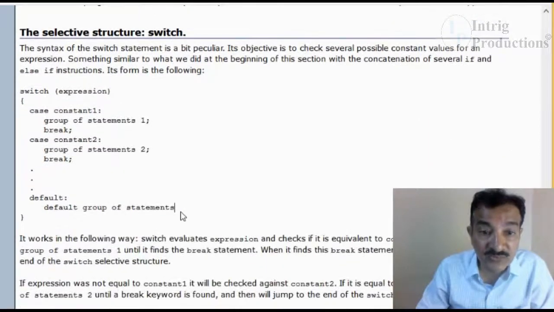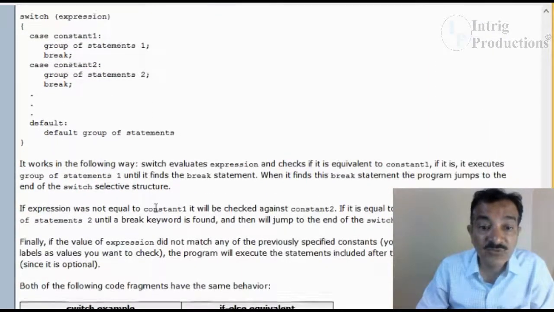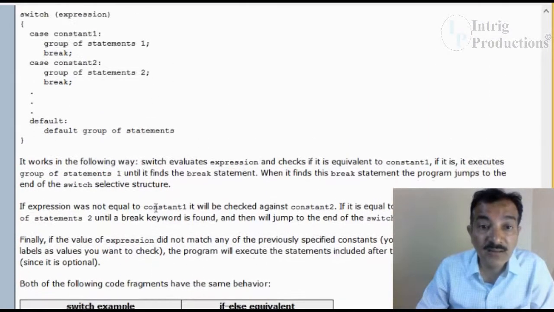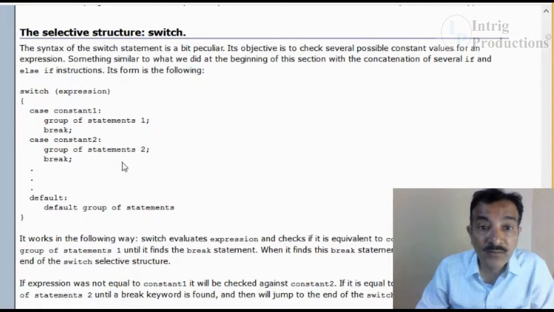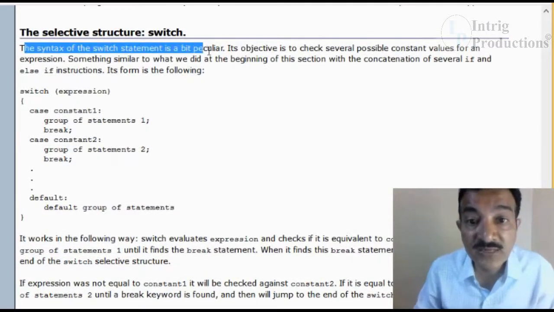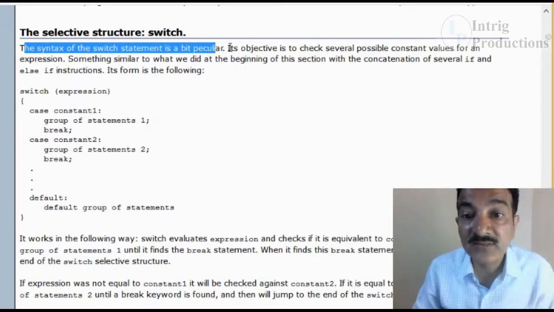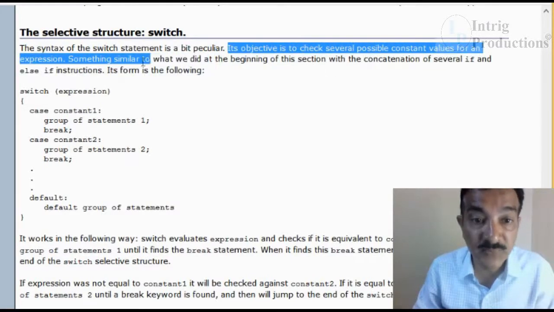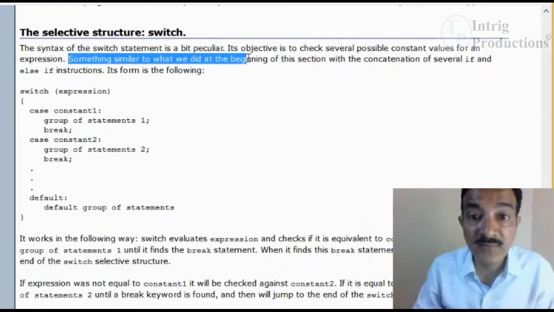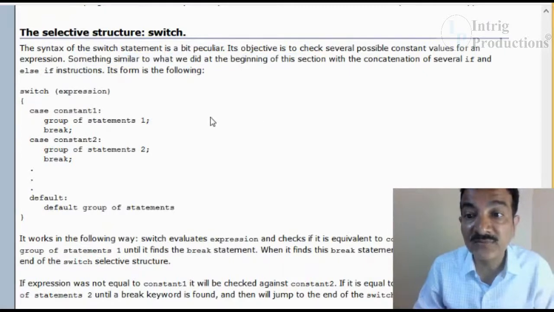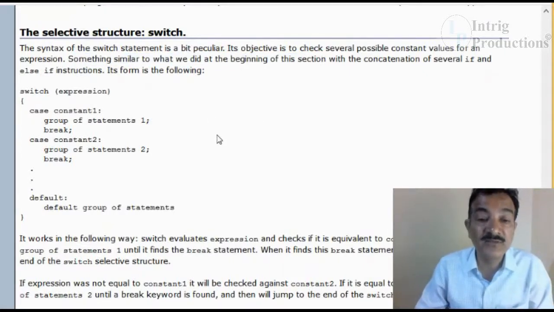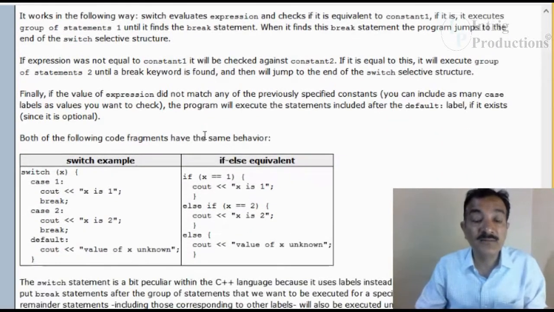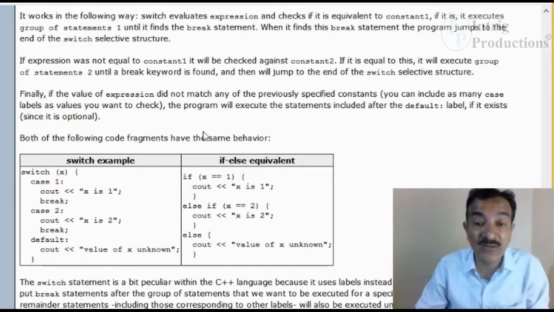The next one is a switch. The syntax for the switch statement is a bit peculiar. Its objective is to check several possible constant values for an expression. Sometimes similar to what we did at the beginning of this session, with concatenation of several if and else if. So it is actually doing several if else if kind of work.